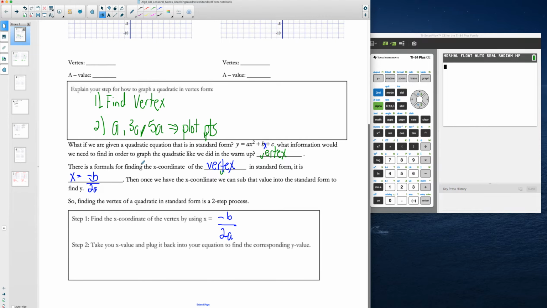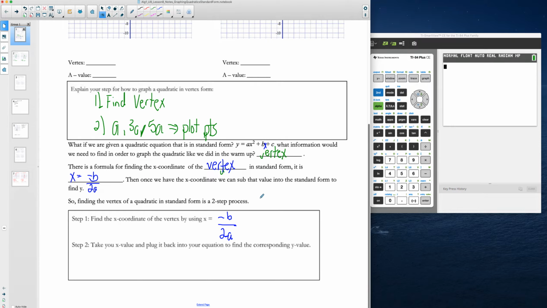So what we're going to do is start with a formula to find the x-coordinate of the vertex for us. That formula is x equals negative b over 2a. And yes, this b right here is the b in front of the x, and this a right here is this a.